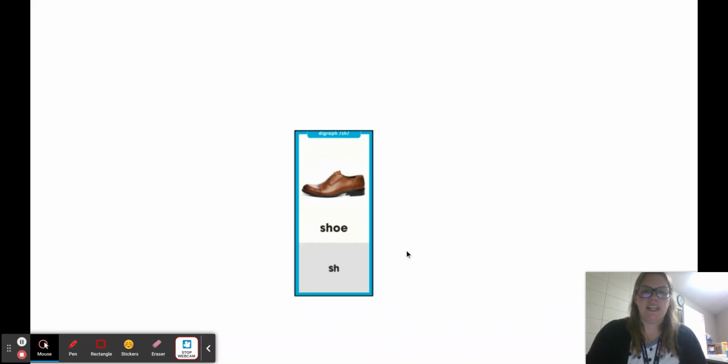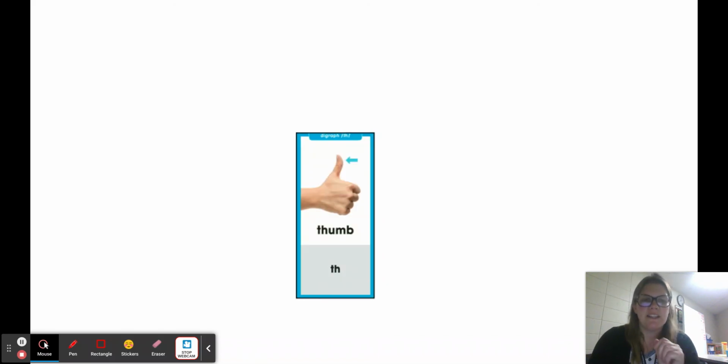We have SH. SH makes shh. Think of the school librarian, and she tells you to be quiet, and she goes shh. TH makes th. So you've got to get your tongue really close to the tip of your teeth and go like thumb.